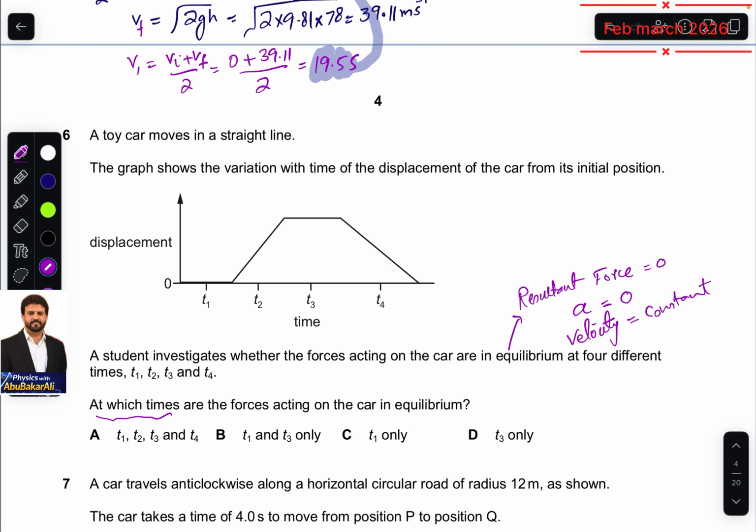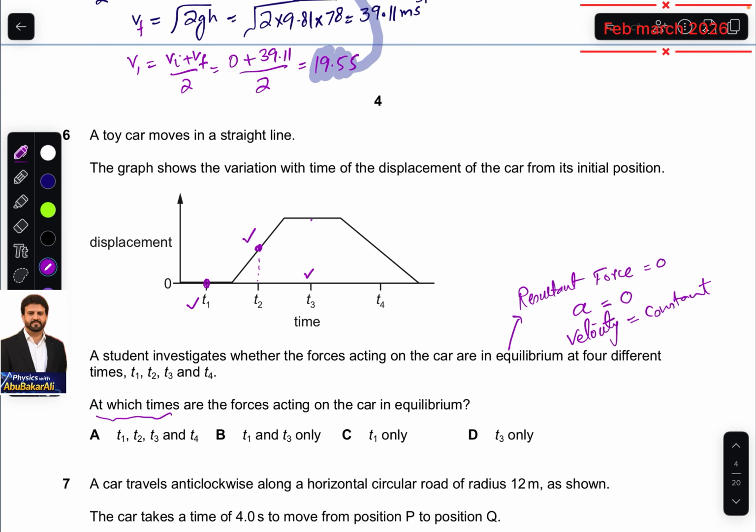At which time? Okay, so at this time, the slope is straight, horizontally straight. So there is no change in velocity. If you see at t2, the slope is also straight here. There is no change in velocity. There is some positive velocity. It's not zero, but it's not changing. Okay, velocity slope is constant velocity, so it is also zero acceleration.